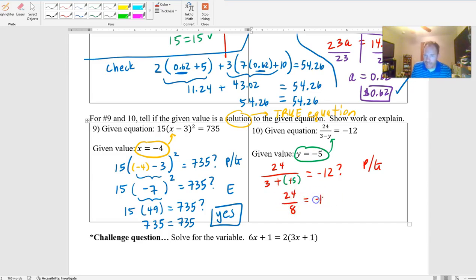I don't think that equals negative 12. 24 over 8, that's a positive 3. 3 is not equal to negative 12. So that's a false equation. So is it a solution? No, it is not. It doesn't make the equation true. So that's all we're doing.